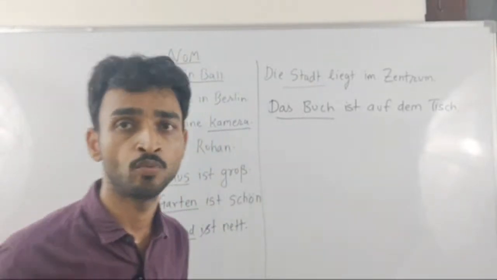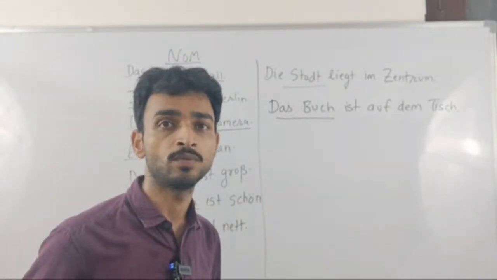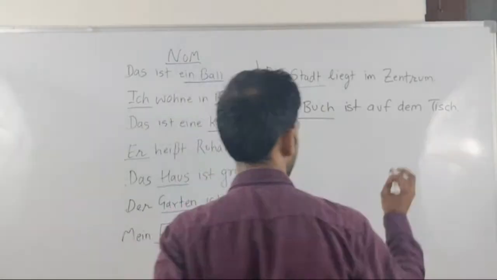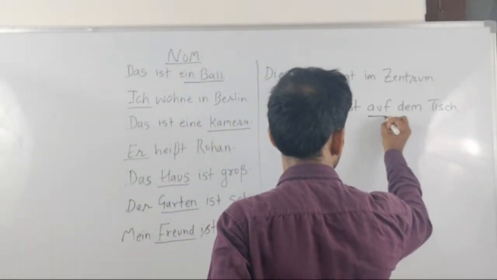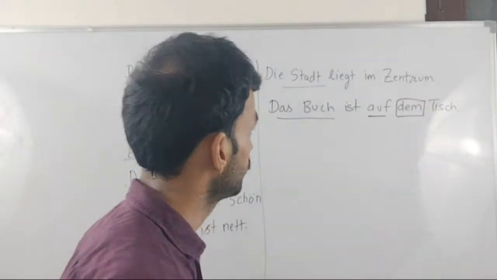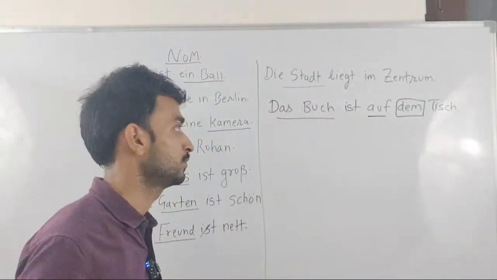The book is on the table. This is also a nominative sentence. Das Buch ist auf dem Tisch. The book is on the table. Dative. If you say dative, yes, because of this preposition. So this is dative only. But if you look at the sentence, the book is on the table. Das Buch ist. Where is the book? The book on the table.